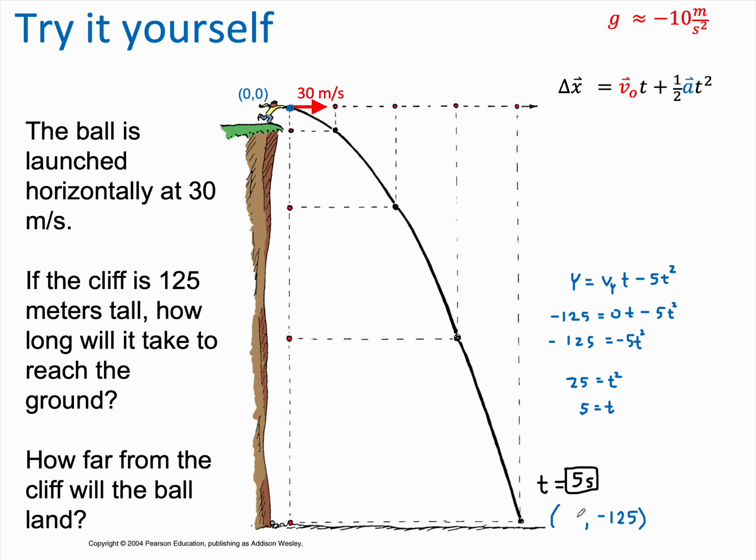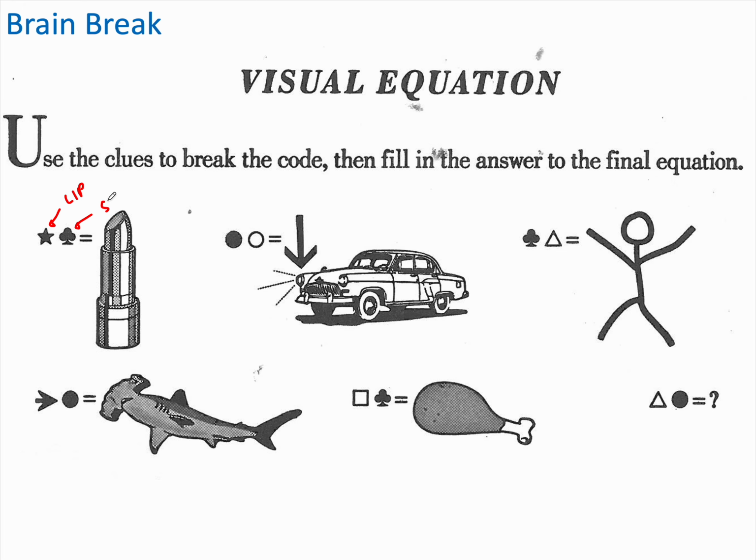Oh, we got a brain break before the homework. Use the clues below to break the code, then fill in the answers for the final question. Star club equals this thing. And you might say, whoa, wait a second, I don't get it. Well, this is lipstick. And so star must mean lip. And clubs must mean stick.